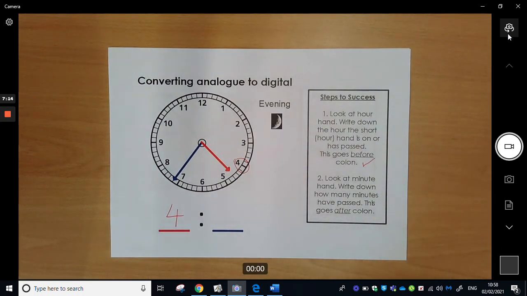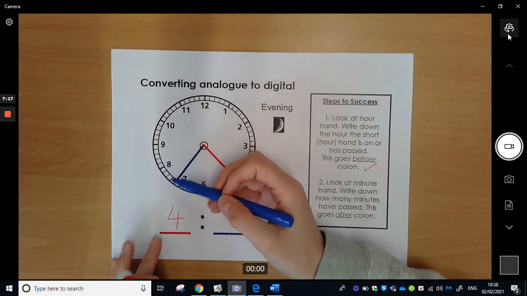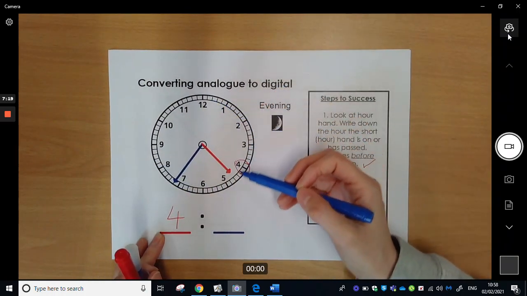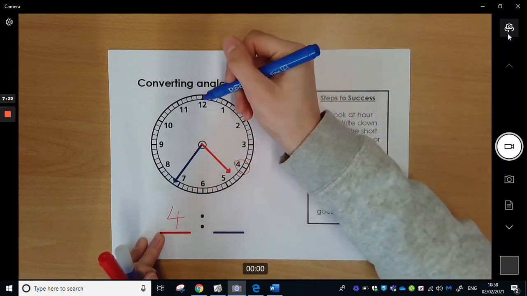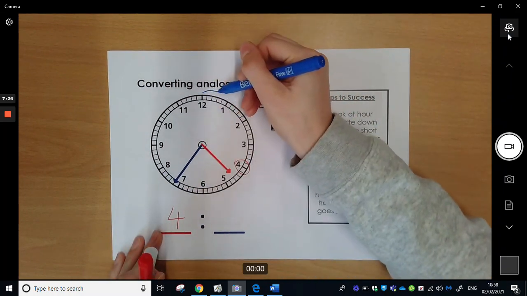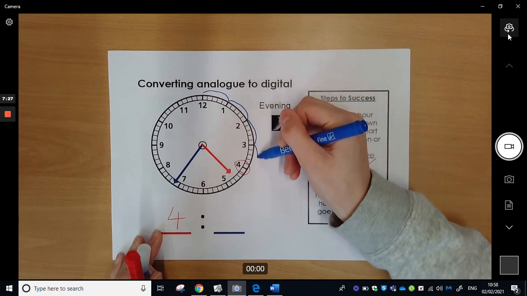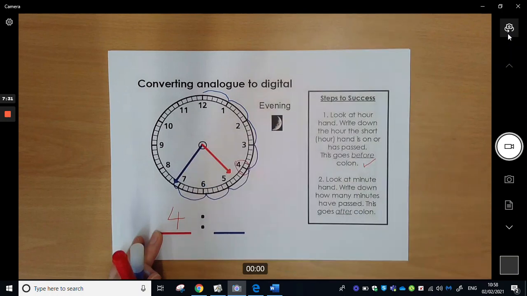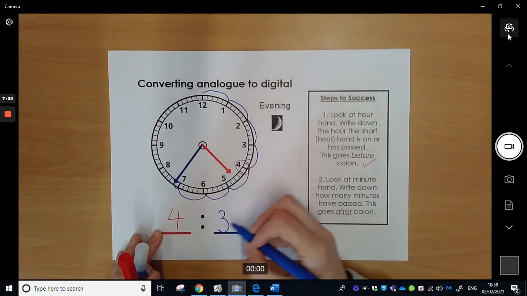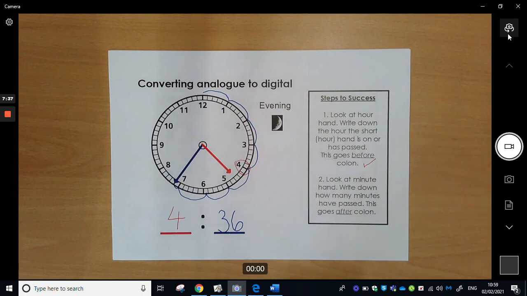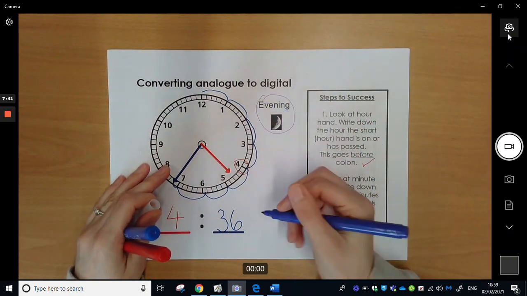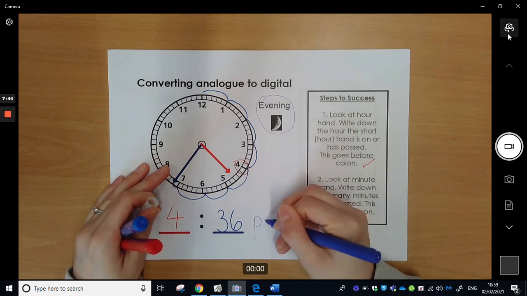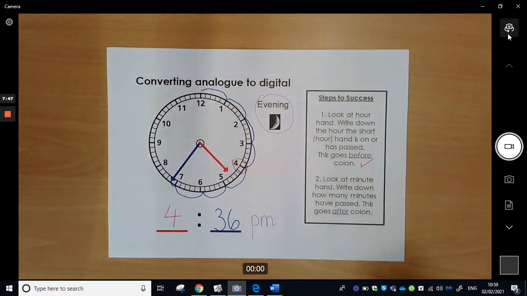Then I'm looking at my minute hand. So remember, I'm not counting backwards today. For digital, we just want to know how many minutes have gone past the hour. So again, I'm going to count in my 5s, 5, 10, 15, 20, 25, 30, 35, 36. So the time is 4:36. And then I need to remember I'm writing AM or PM. So this one is PM. So this would be 4:36 in the afternoon when we have gone home from school.